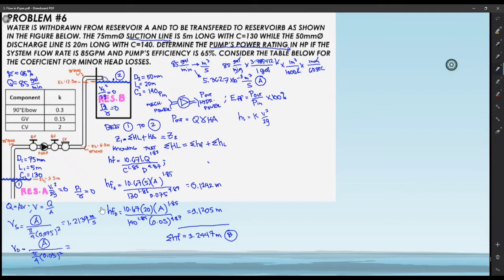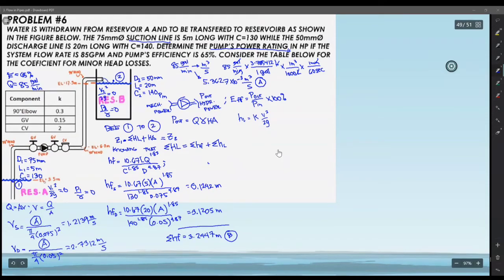So, divided by, para sa discharge, palitan ko lang na yung 0.05. So, the value is 2.7312 meter per second. Okay, so since may mga velocity head na tayo, we can now proceed in solving for the summation of minor head losses. So, para mas madali, i-tabulate natin siya.